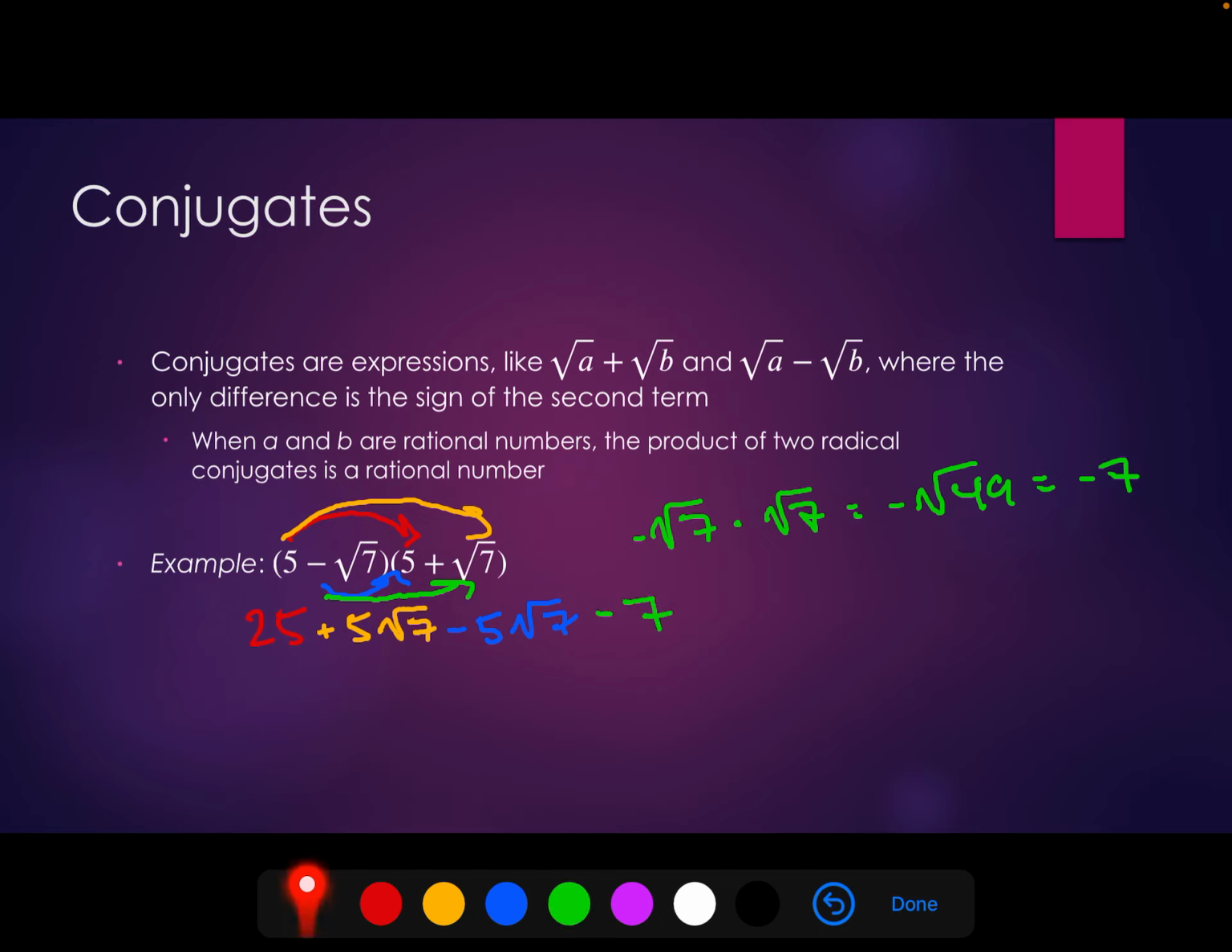And now if we take a look, we have these two like terms, or like radicals, in the middle, both a square root of 7. And notice that they're opposites. One is a positive 5 square root of 7, and the other is a negative 5 square root of 7. So those two are basically just going to cancel each other out right there. And now we're left with 25 minus 7, and that will give us 18.